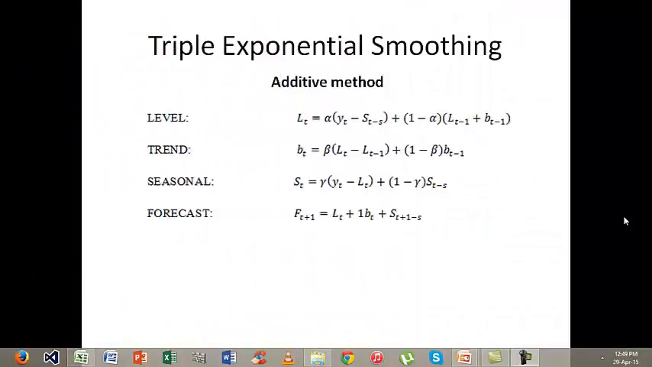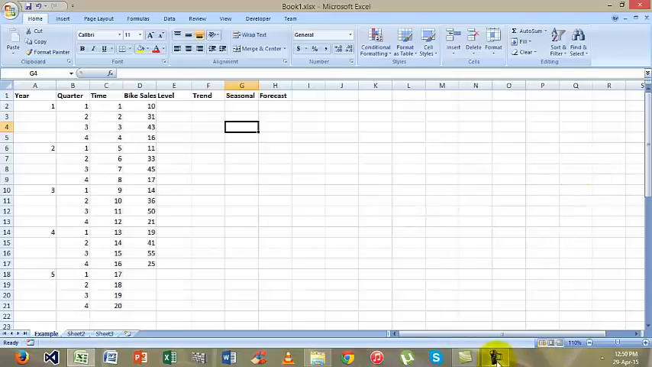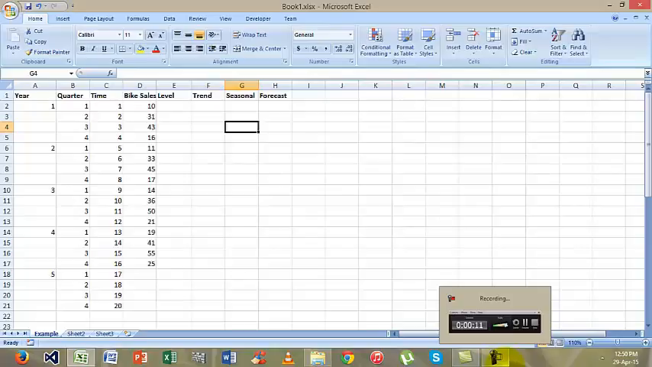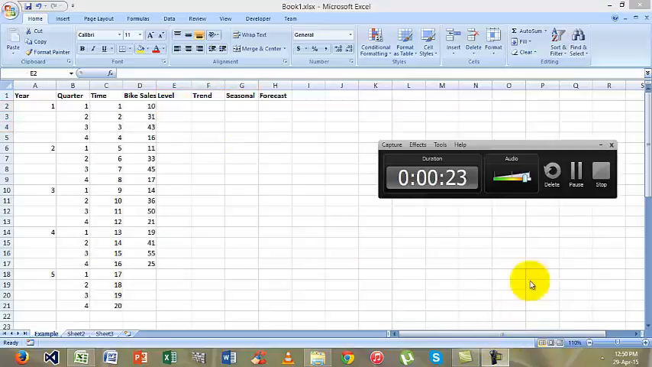Our last example is the additive model in triple exponential smoothing. Here we have the formula that we will use in our example. So let's start. This is an example where we have to forecast bike sales in year 5. First, we will initialize our level, trend, and seasonal data.